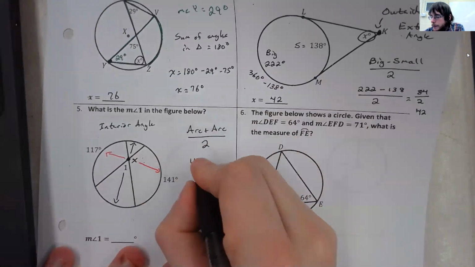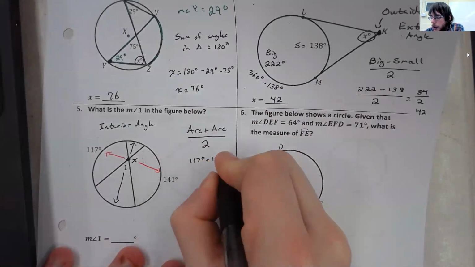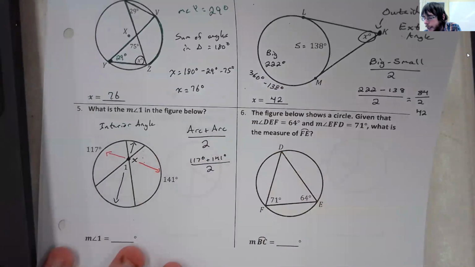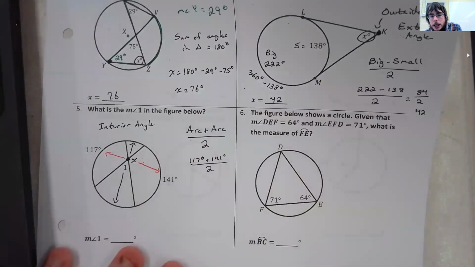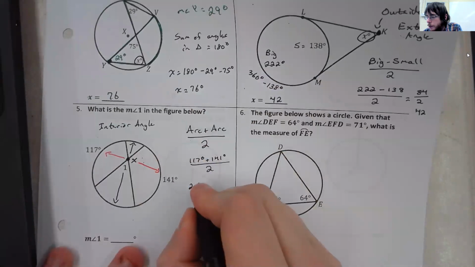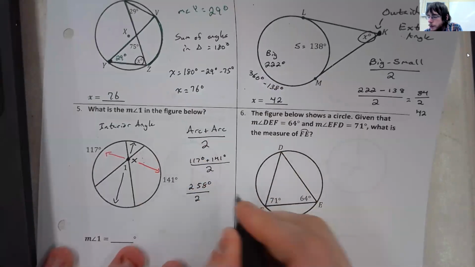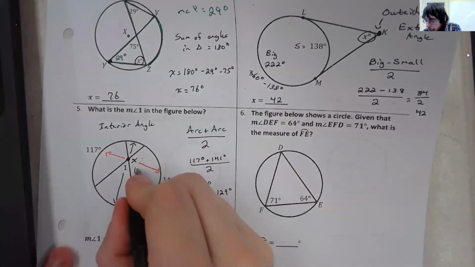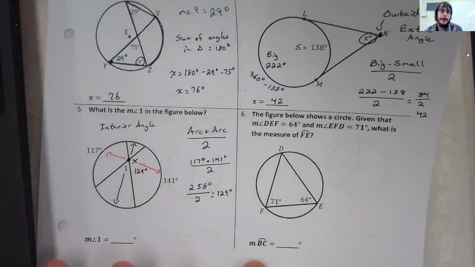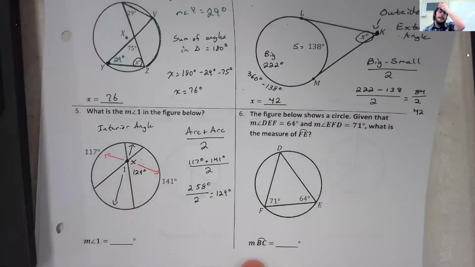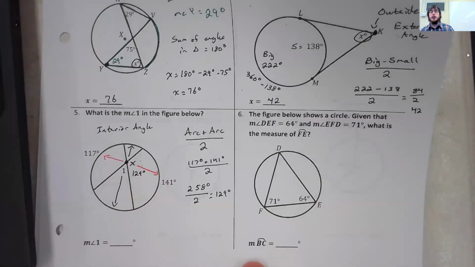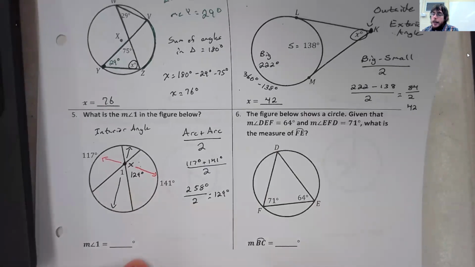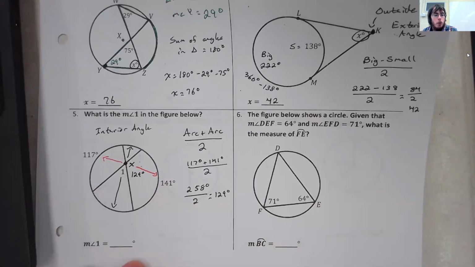So you take 117 plus 141 and then divide it by 2. 117 plus 141 is 258. 258 divided by 2 is 129. So this angle here is 129. But notice that that's not what the question was asking us for. We just put that X in as a placeholder so we knew what we were looking for there. Instead, it wants us to find angle 1.